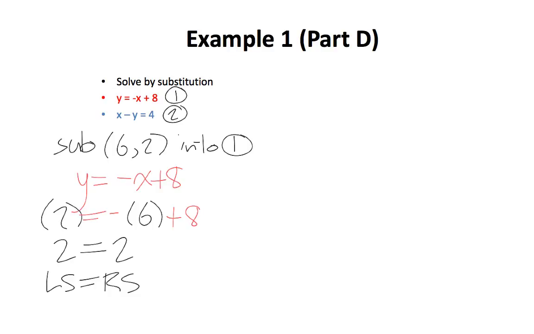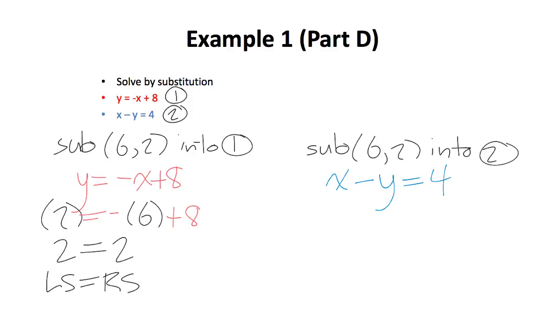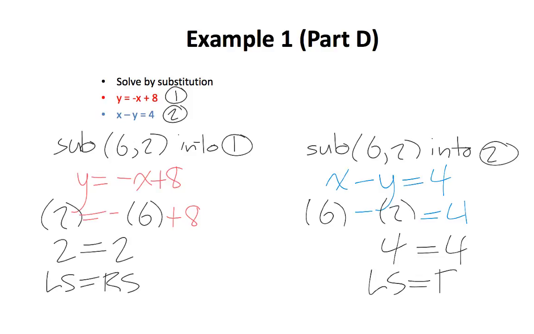I'm going to do the exact same thing for the second line. I'm going to say sub (6, 2) into 2. Let's start with our equation, which is x minus y equals 4. I'm going to replace the x with a 6 in brackets, and I'm going to replace the y with a 2 in brackets. Simplify this, so 6 minus 2 is 4, and 4 is equal to 4. Therefore, the left side is equal to the right side, which means this point lies on this line, the blue line, or line number 2.